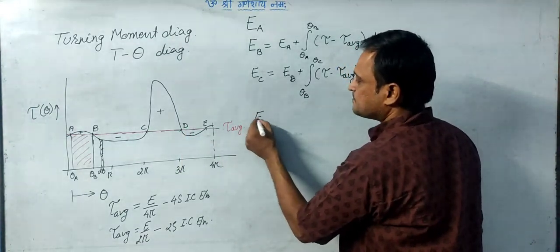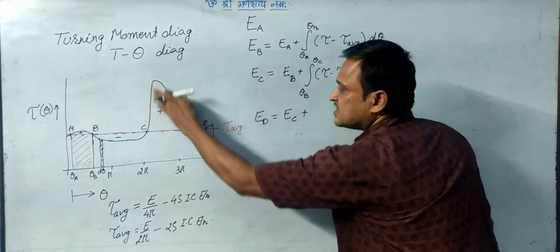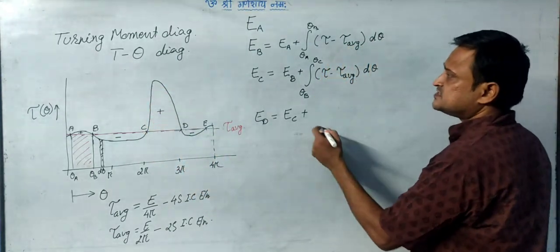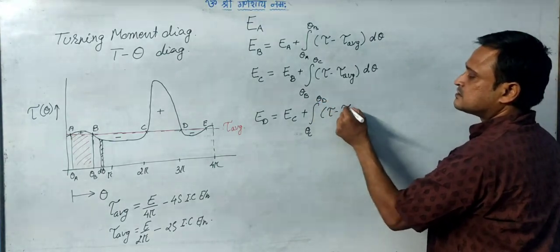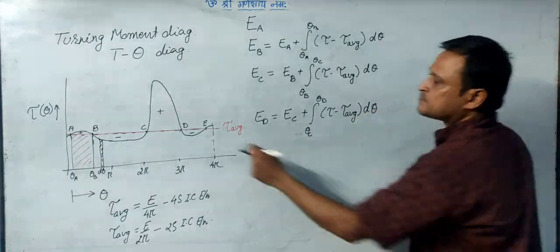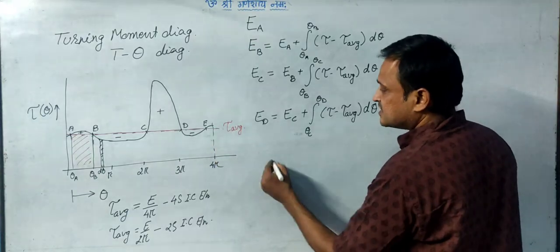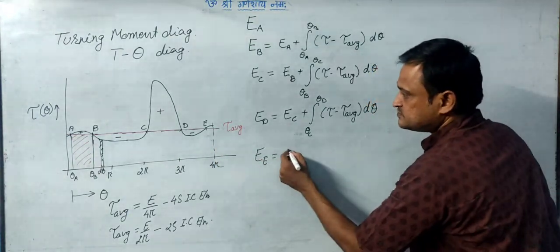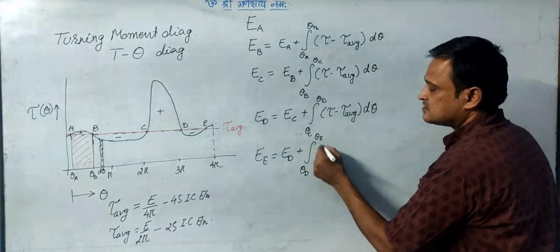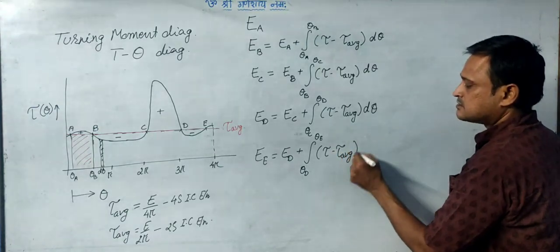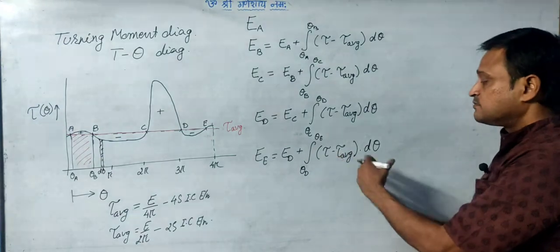So, what is the energy at D? Energy at D will be energy at C plus the area under this curve. So this is the energy which is available at D. It will be from theta C to theta D, where this is the torque, which is a function of theta, minus the average torque. So we get this as energy at D. Again, energy at E is equal to energy at D plus the integral from theta D to theta E, where the torque is a function of theta, minus the average torque. So I can get this value.